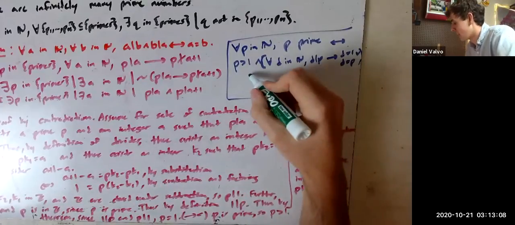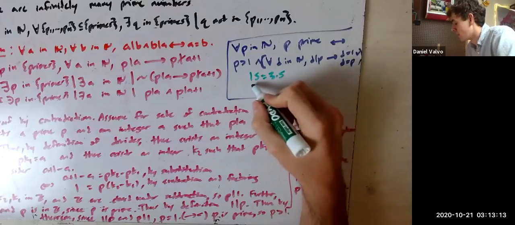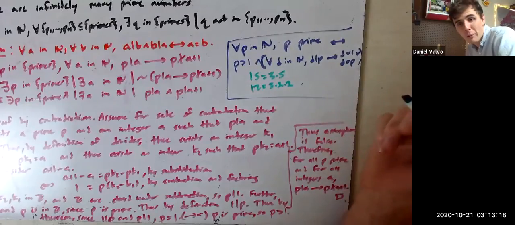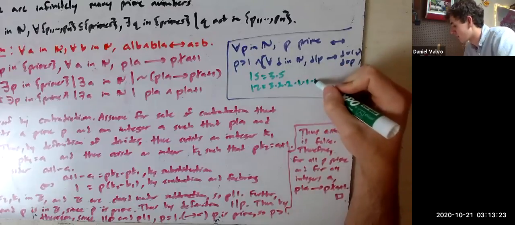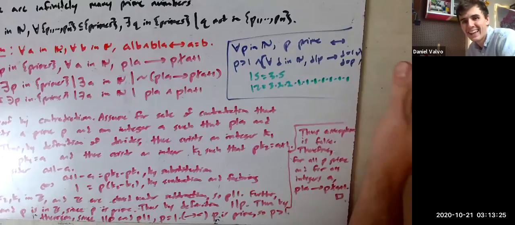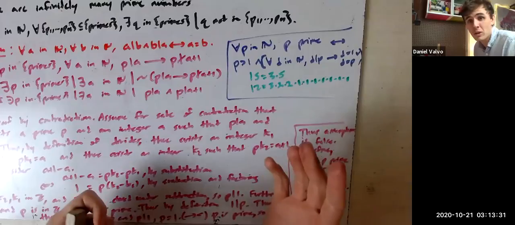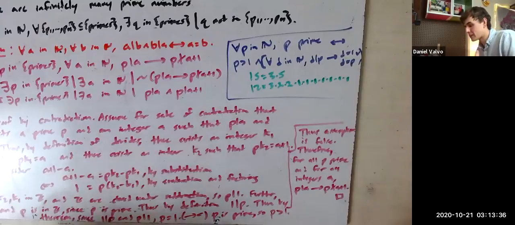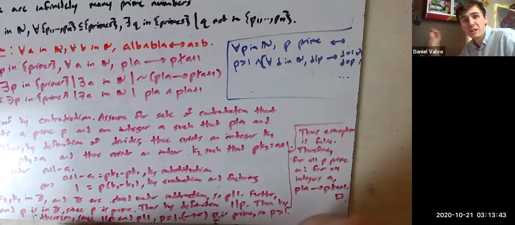Where you say like, oh, okay, 15 equals 3 times 5. Or, you know, let's say 12 equals 3 times 2 times 2. But the problem is if 1 was a prime, well then why not do that? Or that, or that, or that, right? If 1 was a prime, then there would be non-unique ways to write integers as products of primes.